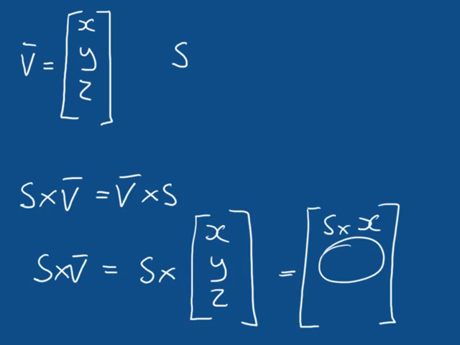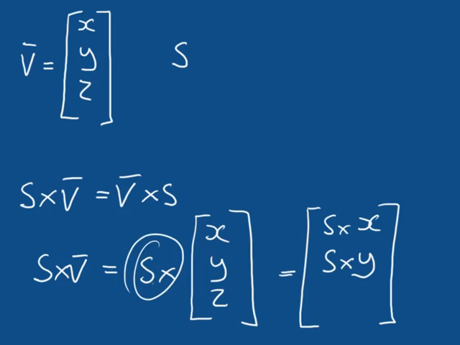For the second component of our result vector, we take our scalar and multiply it by the second component of our vector, and that's going to give us the second component of our result. So our second component is s times y. Now the only difference from our 2D example is we now have 3 components. So we take our scalar and multiply that by the third component of our vector to generate the third component of our result. So our third component of our result is s times z.